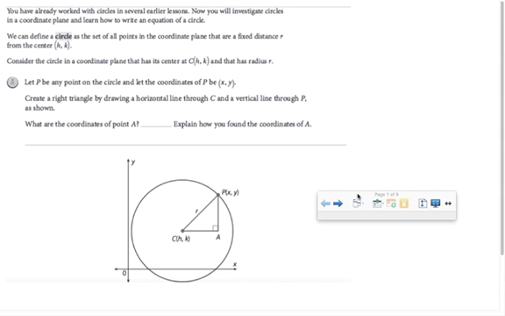In this lesson, we're looking at the equation of a circle. Before we come up with the equation of a circle, we want to make sure that we know what the definition of a circle is.